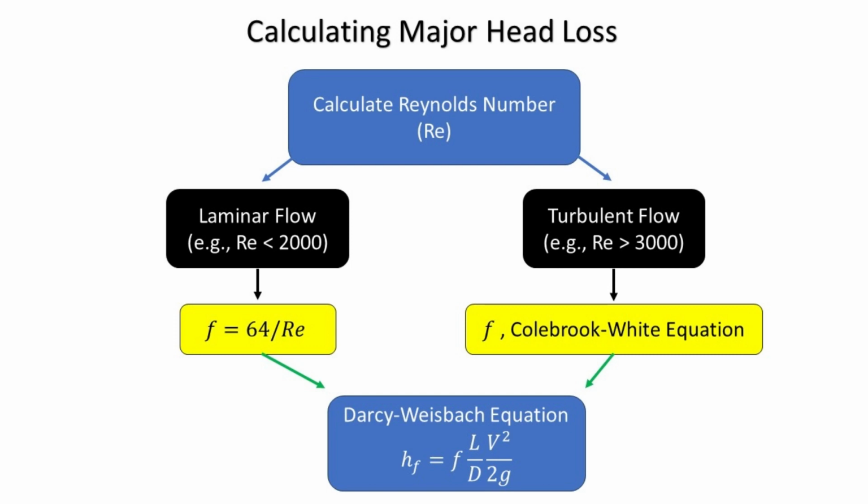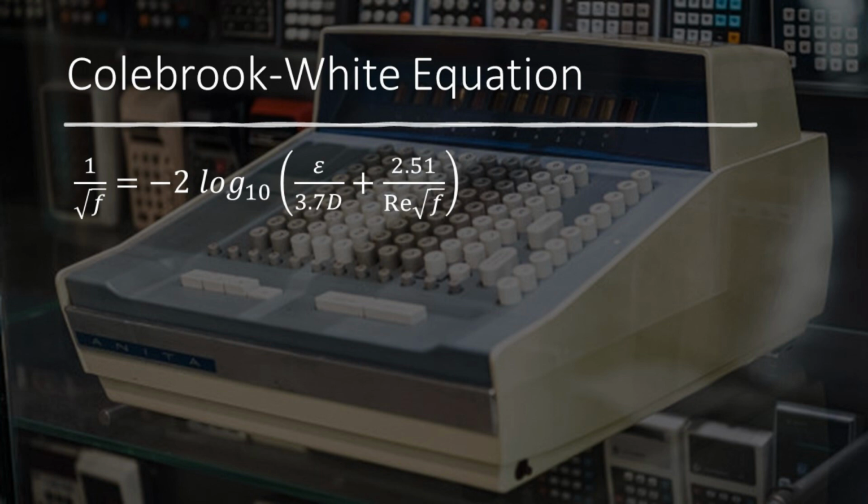However, if the flow is turbulent, we won't be able to derive any theoretical equation to calculate the friction factor f, considering the complexity and unpredictability of turbulence. In this case, we will rely on empirical equations that can best fit the experimental data and observations. One of them is the Colebrook-White equation. We have discussed how to use the Colebrook-White equation to determine the friction factor in our previous video.